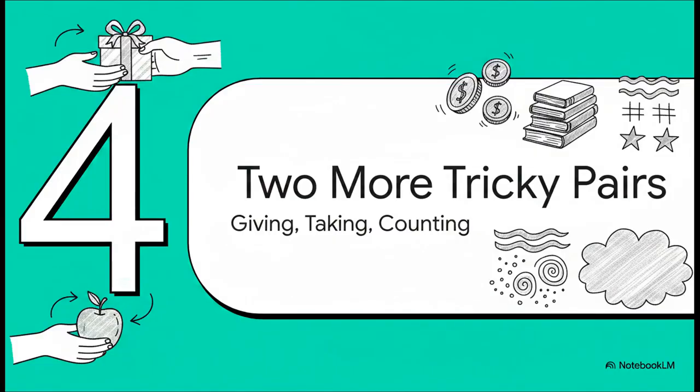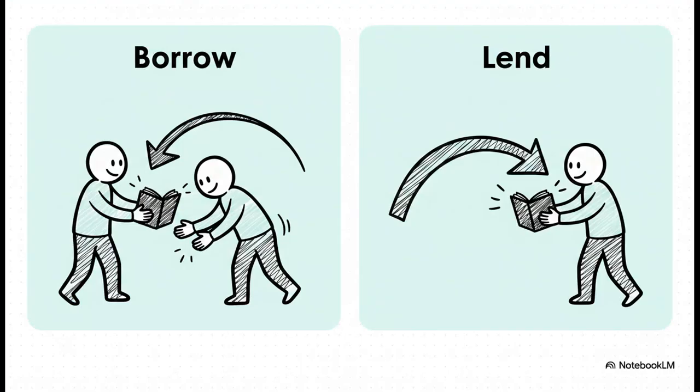Let's really quickly tackle our last 2 pairs. These are all about the direction of an action, like giving versus taking, and about things you can count versus, well, things you can't. Okay, so this one is all about perspective. It's about who you're focusing on. Borrow is what the receiver does. Lend is what the giver does. They're literally 2 sides of the exact same coin.